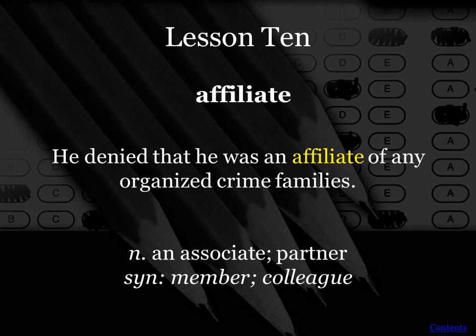Now, this word can also be used as a verb. If it's used as a verb, we say affiliated. So if you change the sentence to make it a verb, you might say, he denied that he was affiliated with the organized crime families. So as a noun, though, the definition is an associate or a partner. The synonym would be a member or a colleague. My affiliates are my fellow teachers here at school.